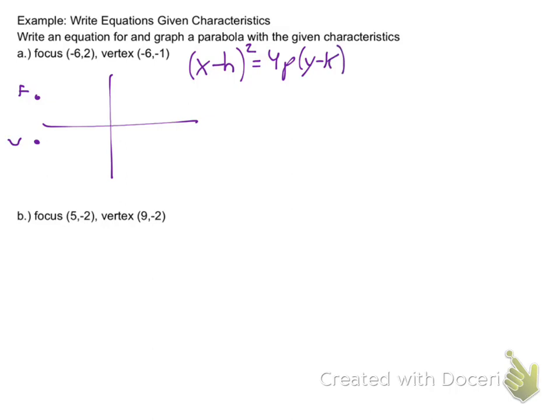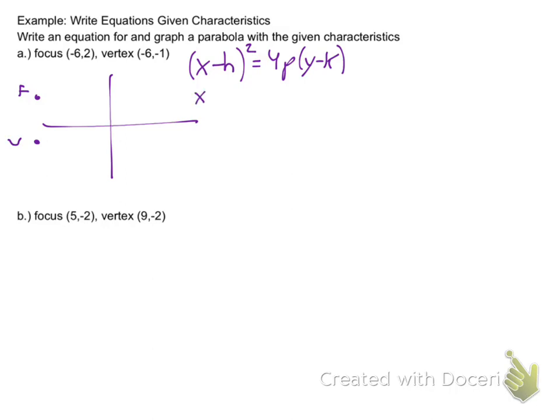Right? An x squared problem. And p will be? It's opening up, so therefore positive. Okay? Wait a minute. H and K is the vertex. And we're given the vertex. So could you fill that in?